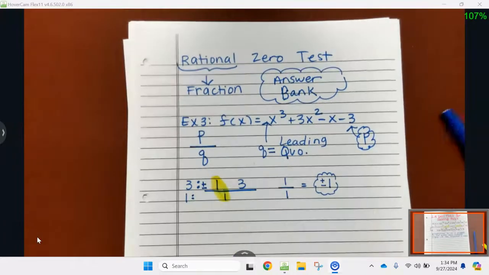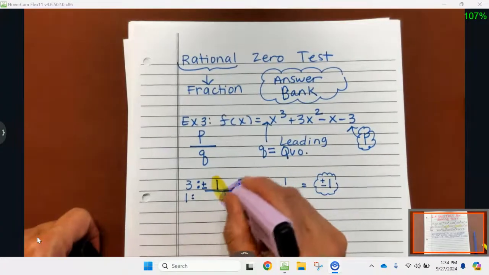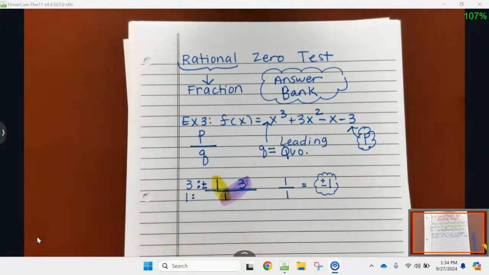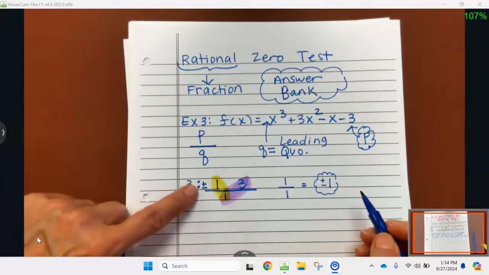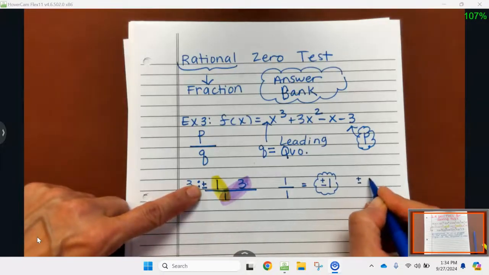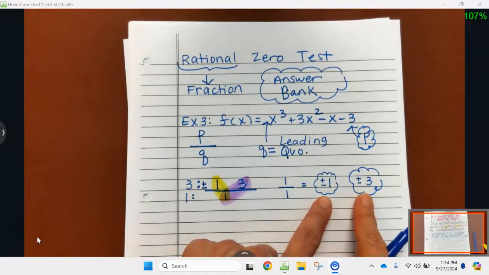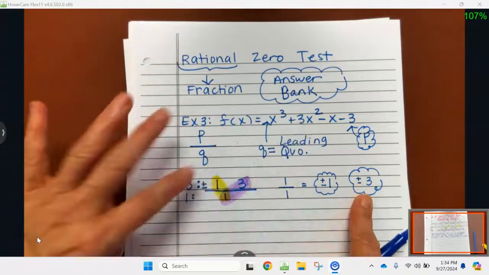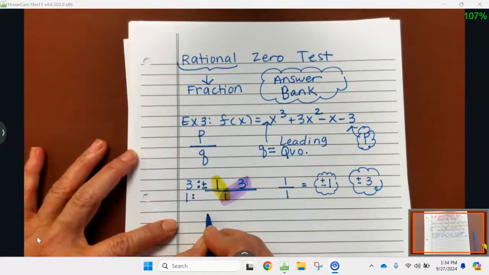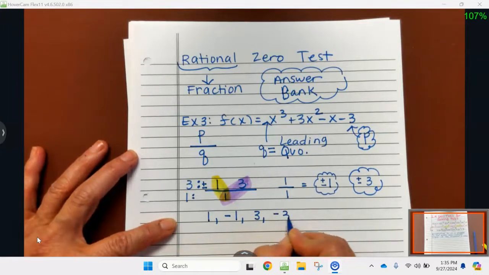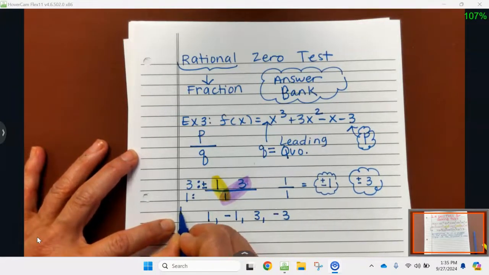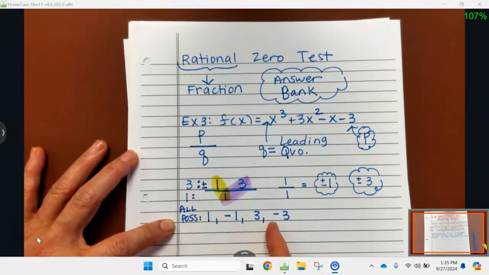But that's not the only combination that we have here. Let's do it again. I also have 3 over 1. 3 over 1 is just 3, but remember positive and negative. So positive and negative 3 is also in my answer bank. So I have 4 answers in my answer bank: positive 1, negative 1, positive 3, negative 3. These are all the possible zeros, the actual numbers.